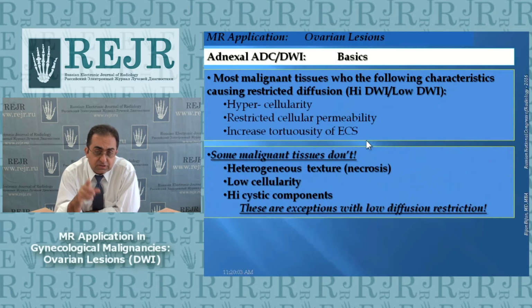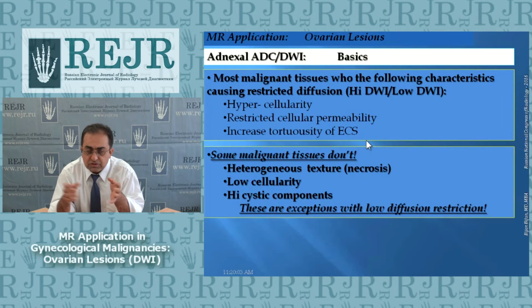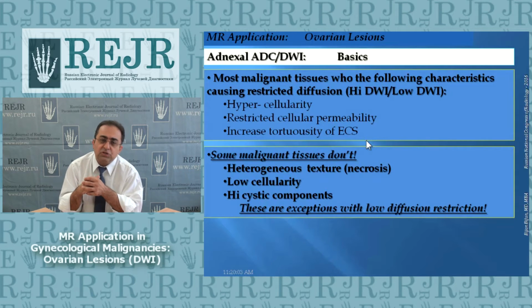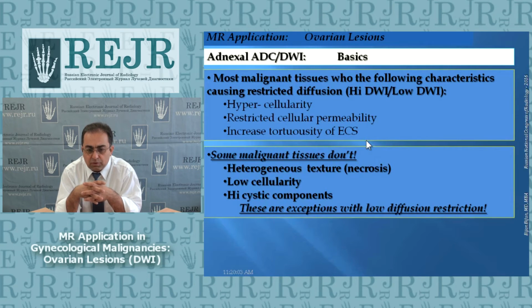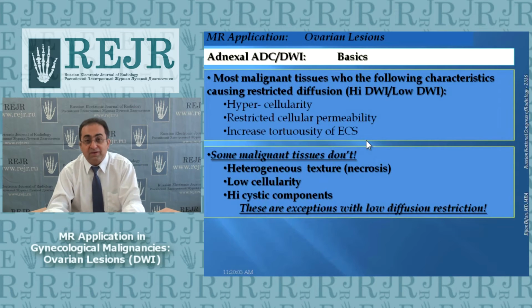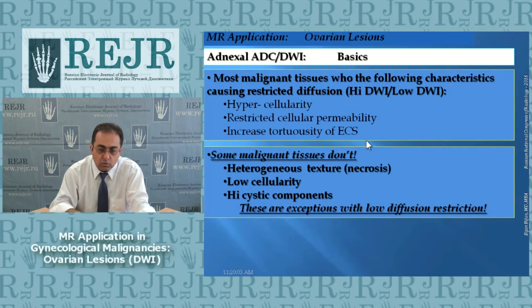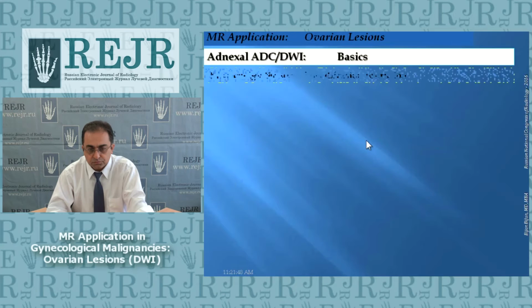There are a few exceptions, some malignant lesions that don't cause these restrictions, and those are the tumors which are heterogeneous, like they have areas of necrosis, for example. There are tumors that are not very hypercellular, they're hypocellular, low cellularity, that can be one reason. And tumors with high cystic components. These are exceptions to the rule. They show low diffusion restriction compared to generally all the malignant lesions. We said they have high diffusion restriction. For these three reasons, you can have some malignancies that have low, and there are exceptions to the rule.